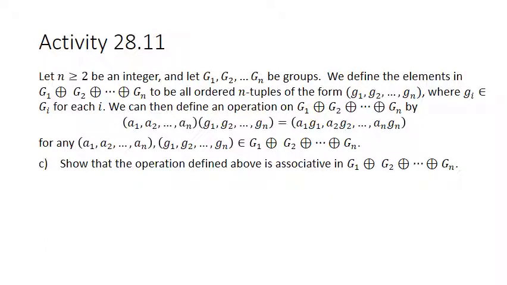Okay, part C, show that the operation defined above is associative in G1, G2, the external direct product of all of those. Okay, so associativity, so we're going to have to pick 3 elements. So let's call them X, Y, and Z. So let X, Y, and Z be in this external direct product.